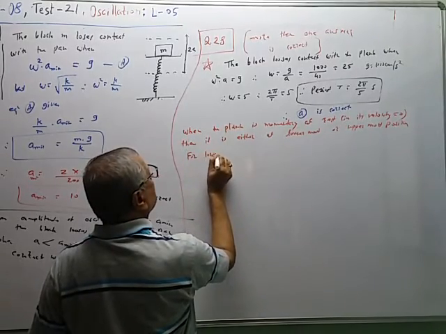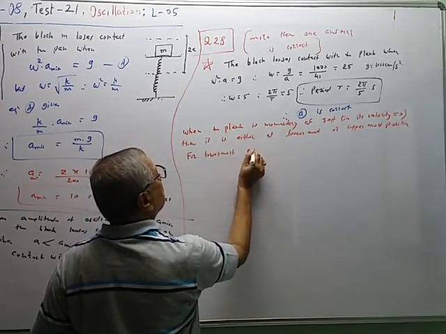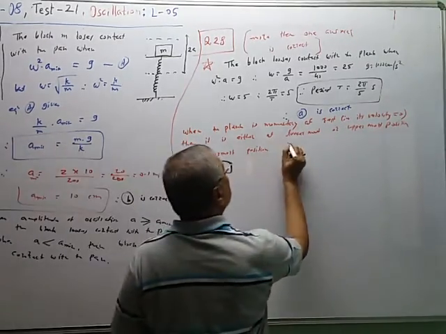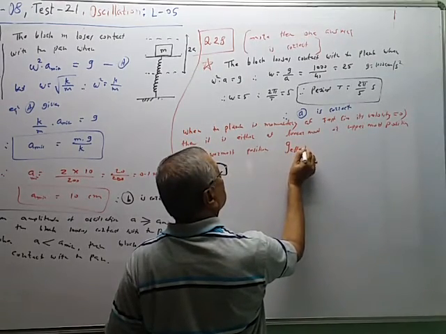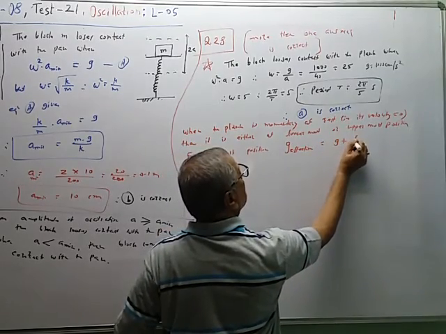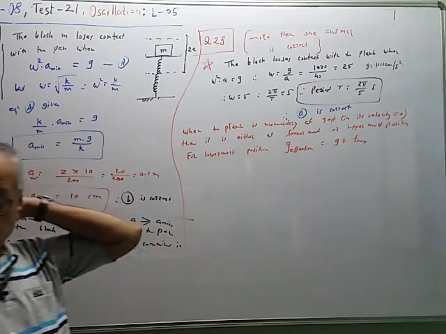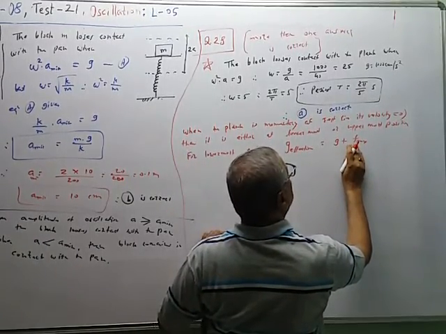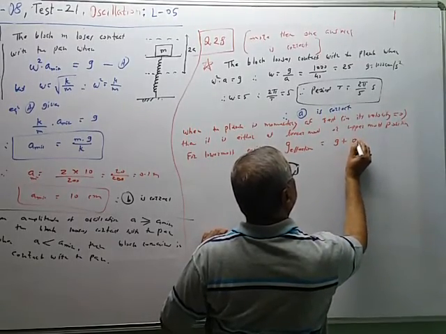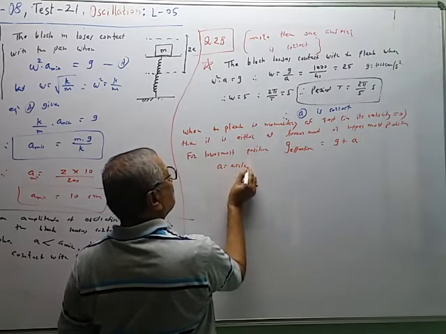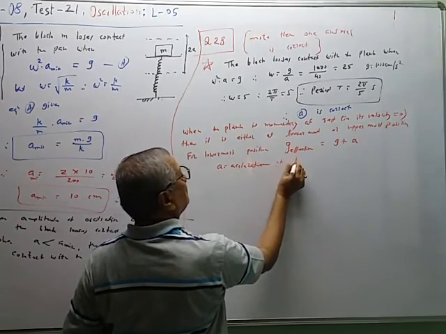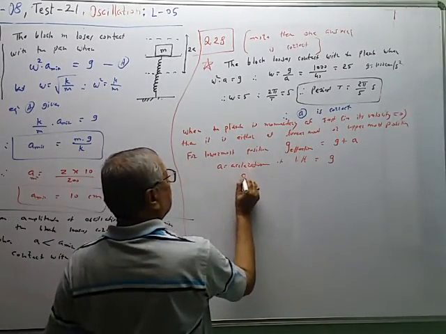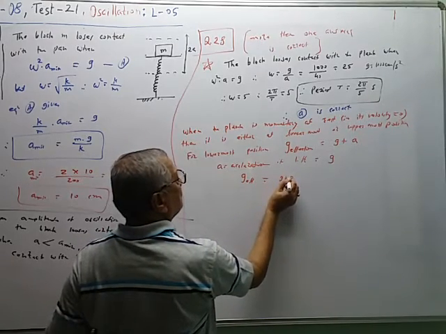For the lowermost position, g effective is equal to g plus a max. Directly we can use the value of a, the acceleration of the lift. The acceleration of the lift is equal to g, because the lift is momentarily at rest, and therefore g effective is equal to g plus g, that is equal to 2g.